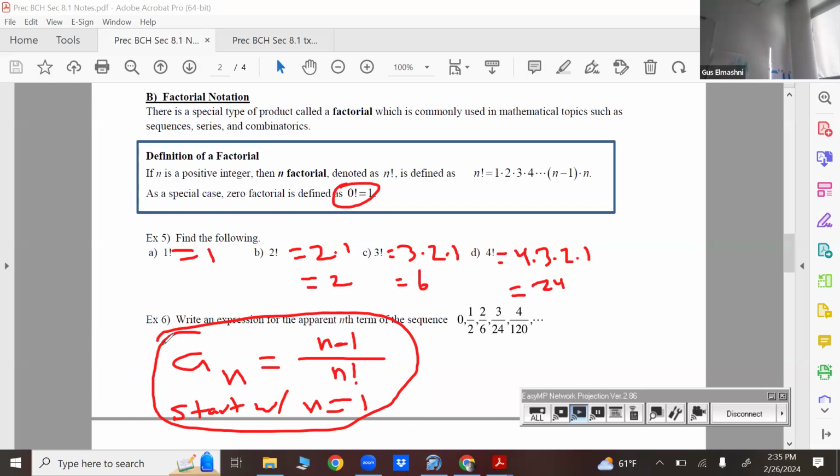Well, let's be consistent. I've been starting with n equals 1 for most of these problems. Let's see that. Which makes sense, right? Because the fifth term is 4 over 120. So there you go.